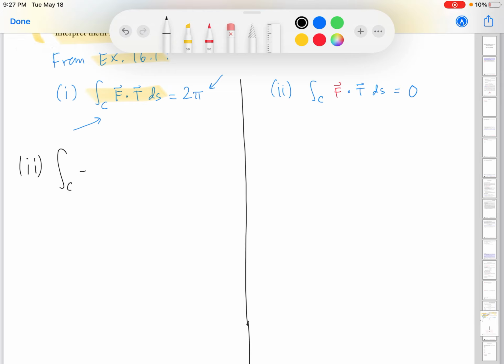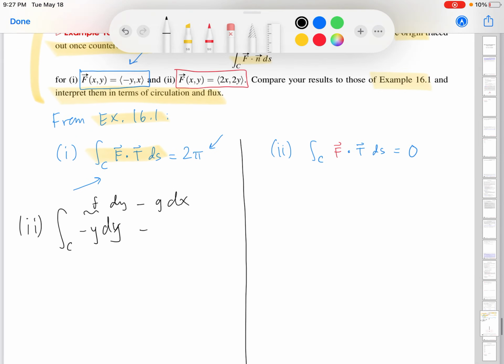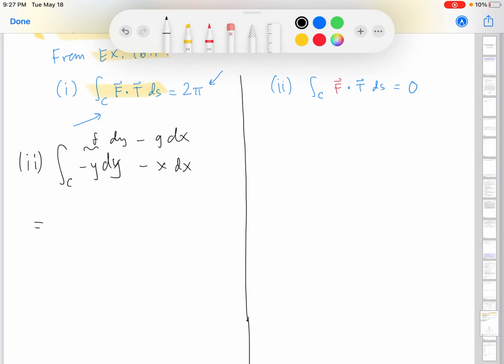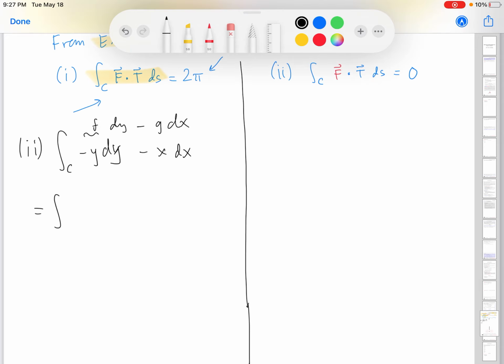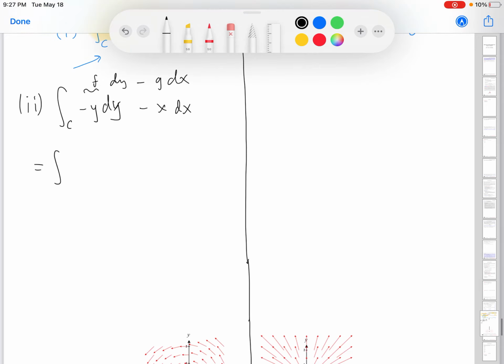So we were calculating negative y dx, negative y dy, so that is f dy, and then minus g dx. So the g here is just the vector field x, so that's x dx. Okay, and we had parametrized this as a circle, and remember that in that parameterization, x was equal to cosine of t, so maybe I'll write it down here somewhere. X was cosine of t, unit circle. Y was sine of t. And we had our derivatives, negative sine t and cosine of t.